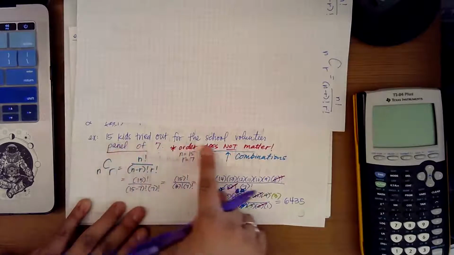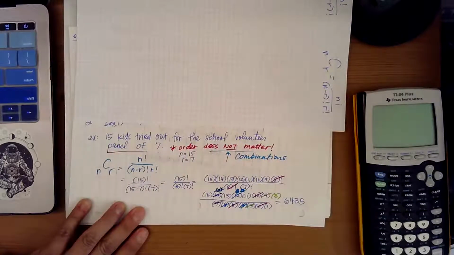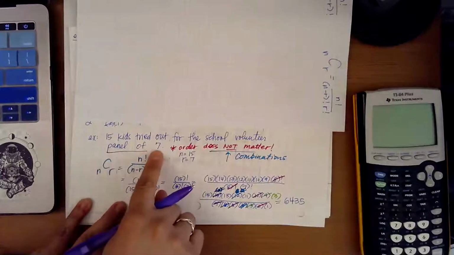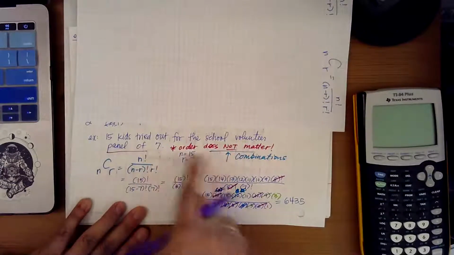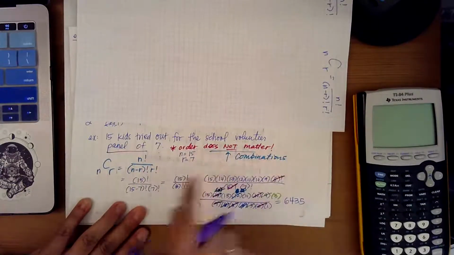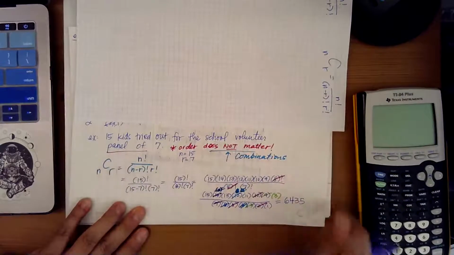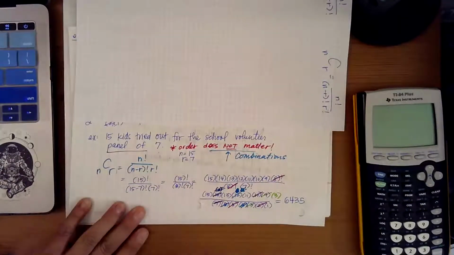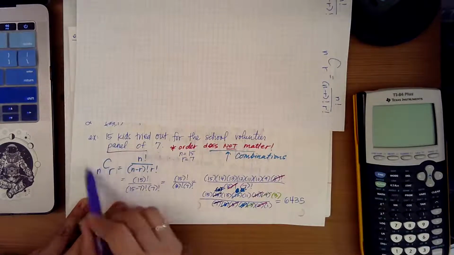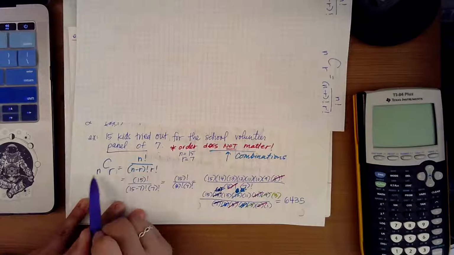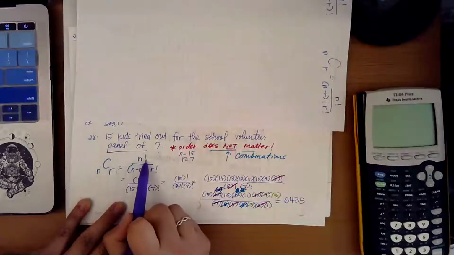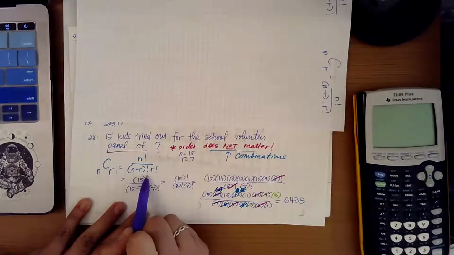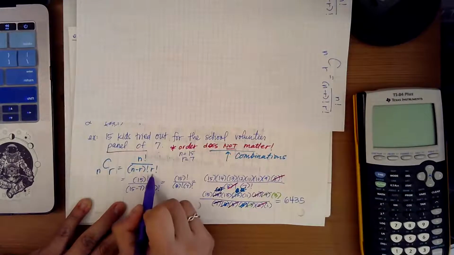So 15 kids tried out of the school, volunteered for a panel of 7. Here, there's no role, so order does not matter. If I choose 1, 2, 3, 4, 5, 6, 7, and 7, 6, 5, 4, 3, 2, 1 in that order, those are the same. It would be the same panel. So this is where the combination rule comes into play. So nCr is equivalent to n factorial divided by n minus r factorial times r factorial.